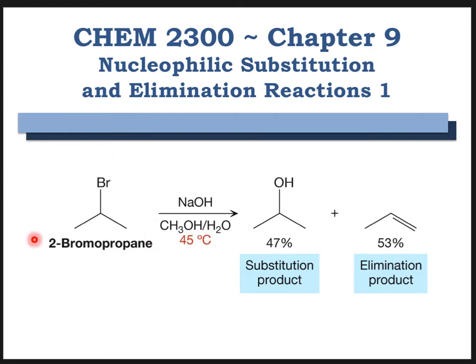So a reaction may have a substitution product as well as an elimination product, and we'll go over how we can tell which is the major product and when we'll be getting one product versus the other. We'll also be going over when we can predict the mechanisms of these reactions.